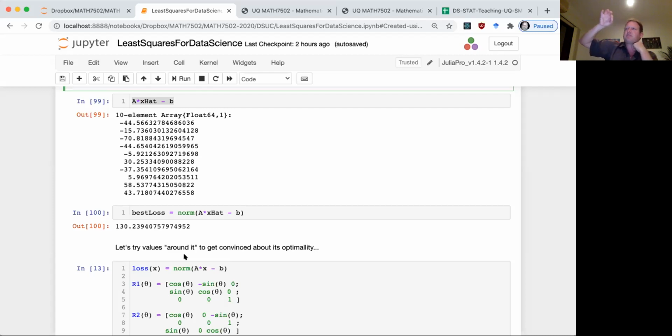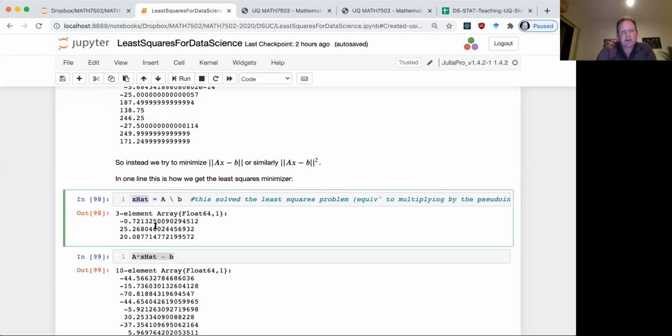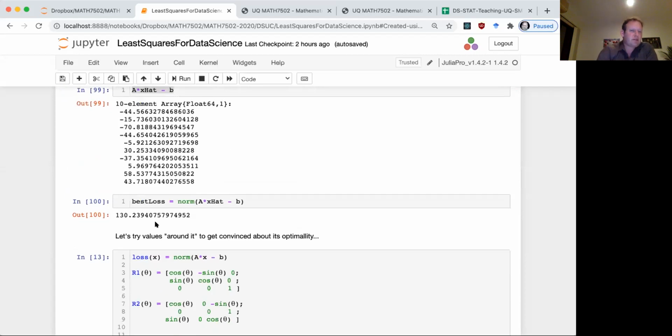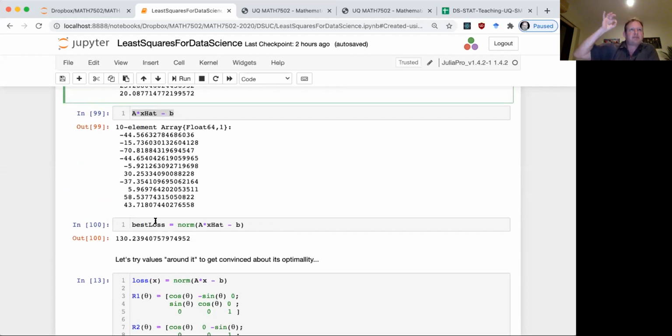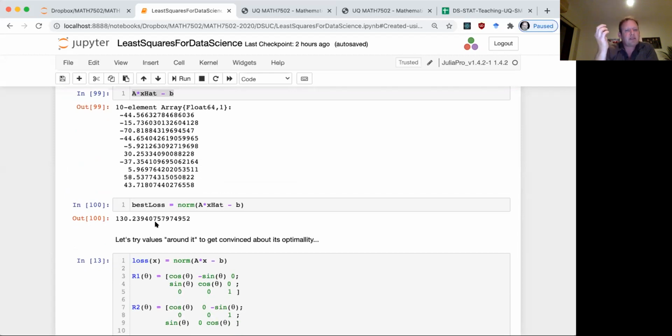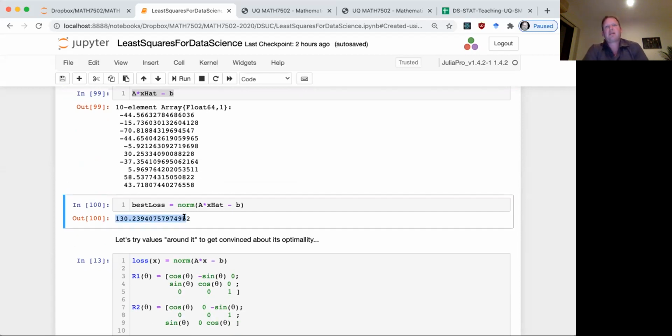So what I'm going to do is move around this point a bit randomly and see the loss that I get around this point. I can plot this because X hat is in three-dimensional space. It could have been 20-dimensional space, but with three, I could still hold it. See, here it is. Wherever I move it around, I'll compute the loss, and I want to make sure that the loss I get is bigger than 130.2394. This number is rather arbitrary, but that's the least squares loss.